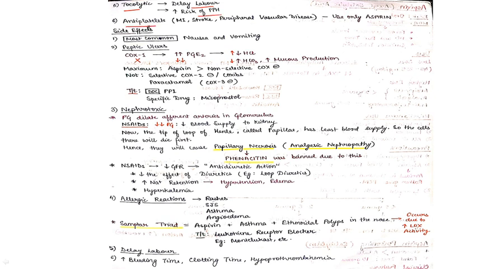The sixth use is as an antiplatelet drug. So it can be given in MI, stroke or peripheral vascular disease, and here only aspirin is used for cases such as MI or stroke.